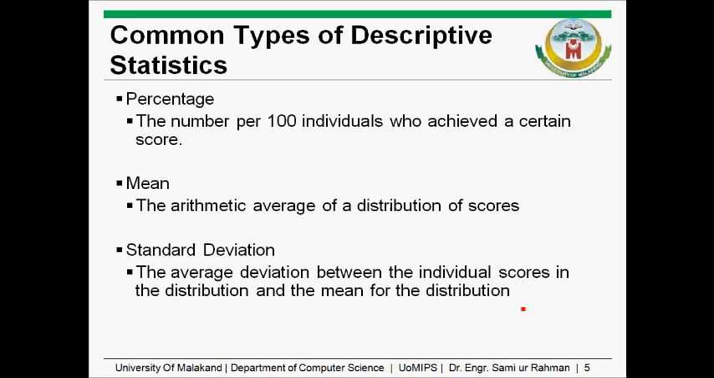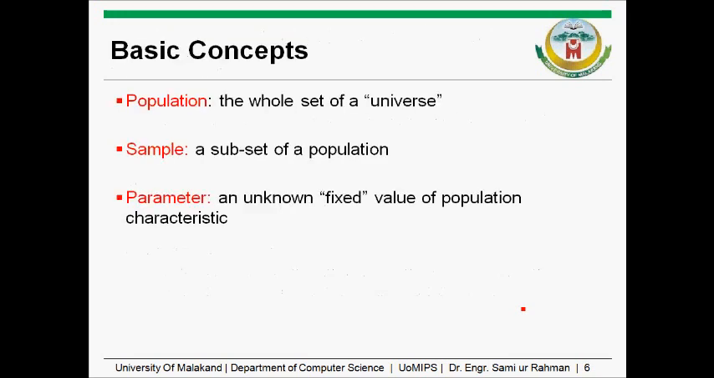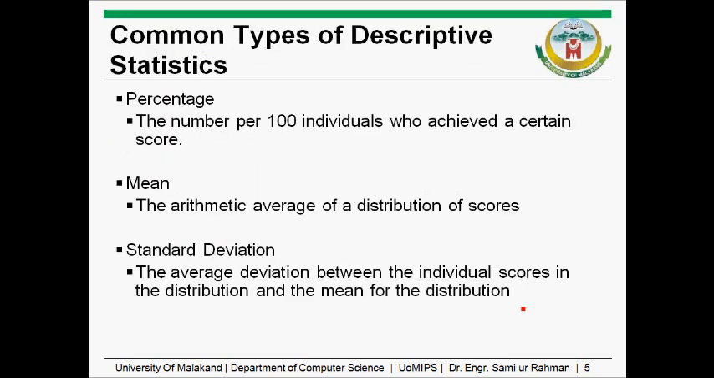The common types of descriptive statistics are percentage, mean, and standard deviation, etc. So in the coming few slides we will go through these simple concepts. Okay, you already know about percentage. I think it's too easy. Mean, you already know about this. And standard deviation.